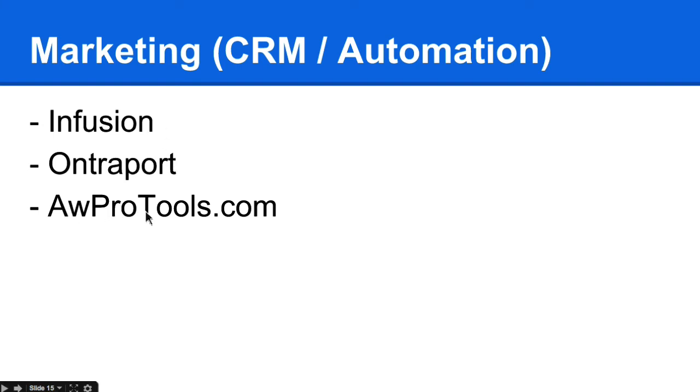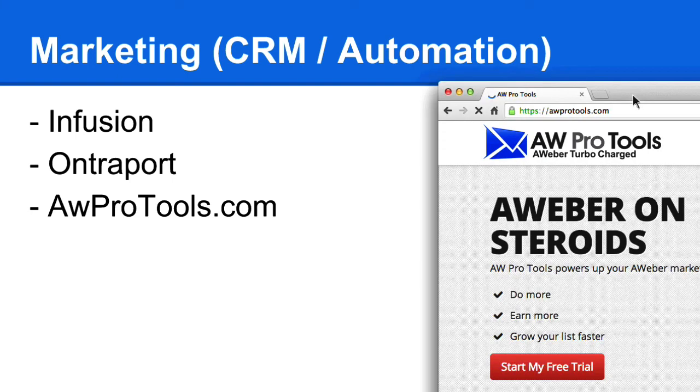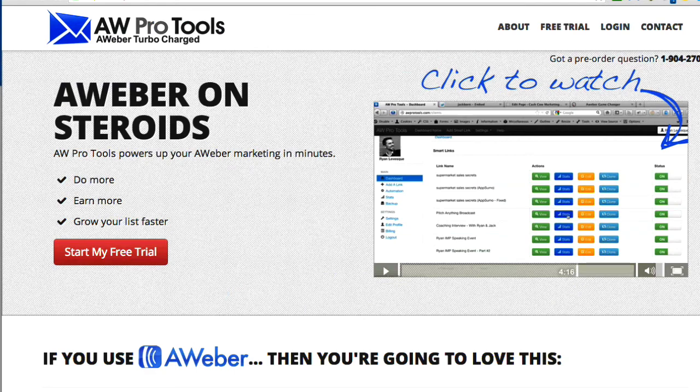I put here this one called AWProTools.com. If you've not used it, it basically turns Aweber into an automated marketing tool, and it's $29 a month. So if you don't want to spend $199 on Infusionsoft or $249 on Ontraport, then go and look at AWProTools. It's $29 a month. What they actually do allows you to tag stuff inside your Aweber account. It basically uses Aweber's API, so you can effectively have your own Infusionsoft for $29 a month.